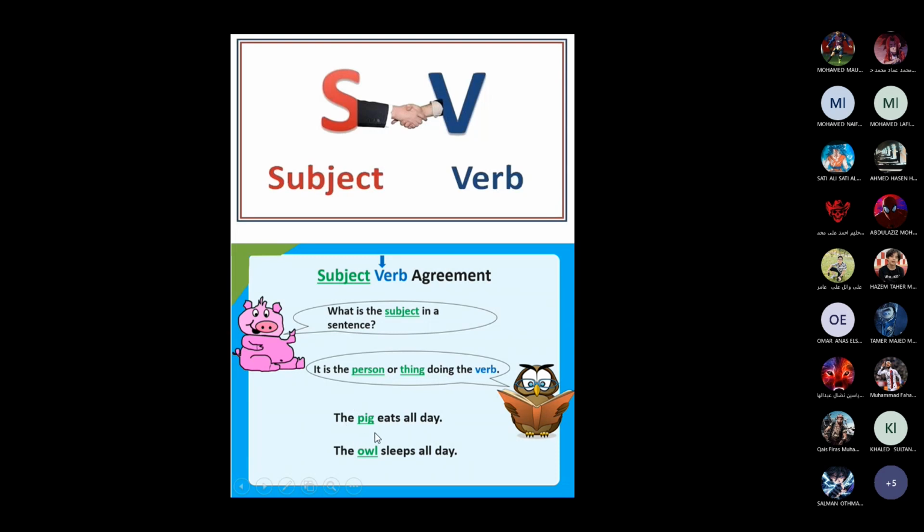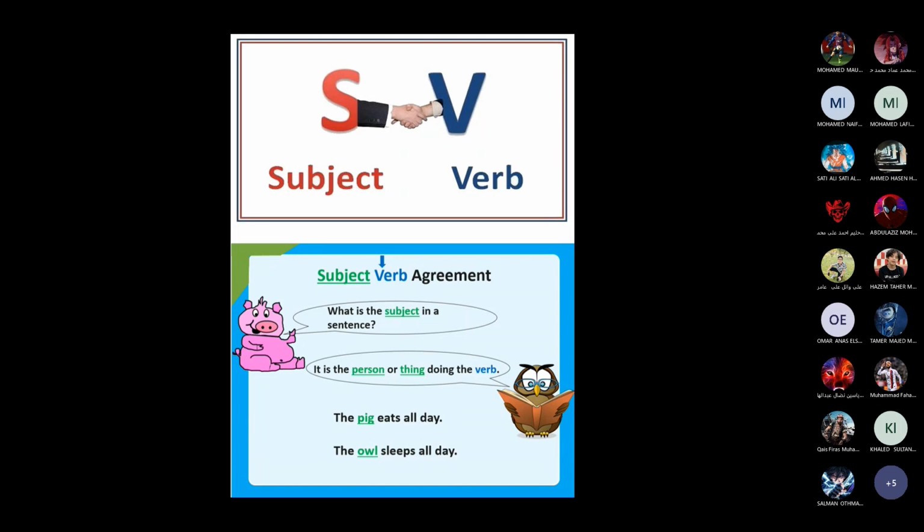For example, the pig eats all day. The owl sleeps all day. As we see here, the subject is pig. So pig is the subject of the sentence, and as we see here, it's singular. So, something you have to keep in mind, guys. This is a strict rule. You have to keep it in your mind about subject and verb agreement.